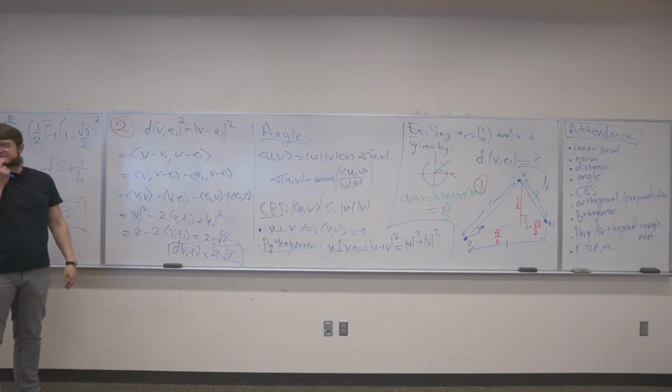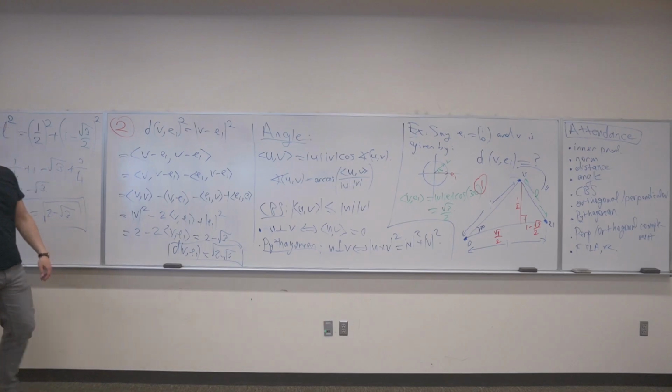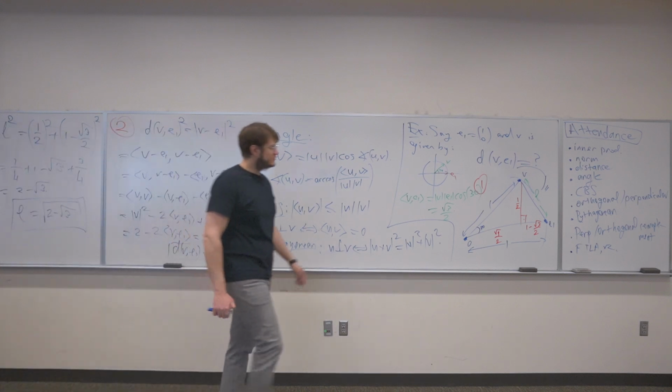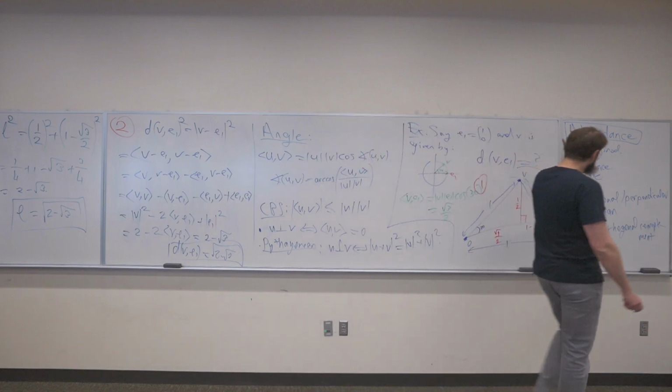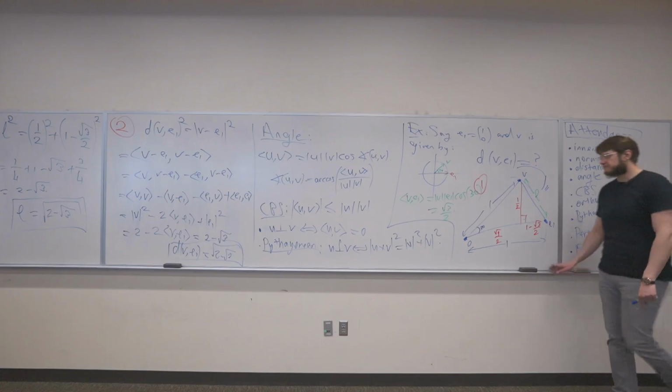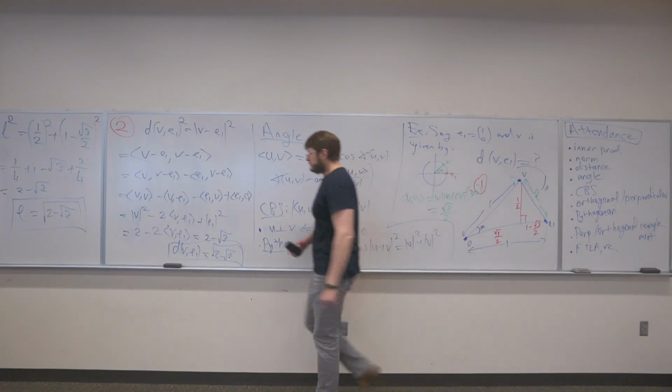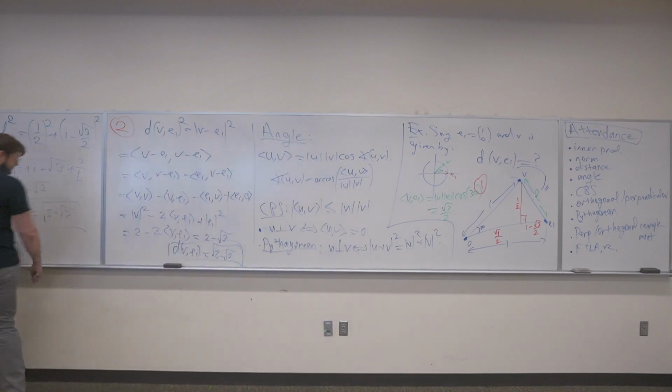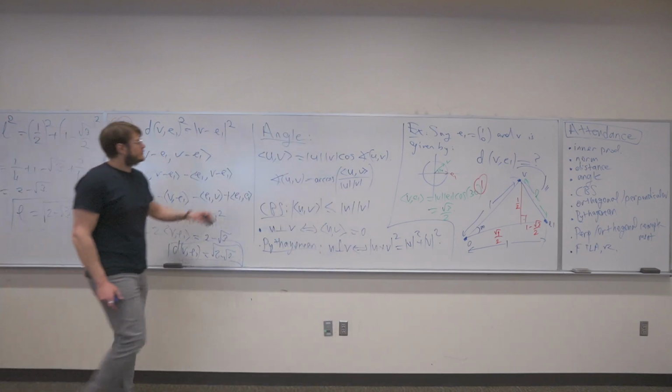Any other comments or questions? Okay, now we have inner product, norm, distance, angle, CBS. We talked about orthogonality, what it means for two things to be orthogonal, Pythagorean theorem. Now I want to talk about the perp operation, okay? And this is where things are getting really interesting, in my opinion.